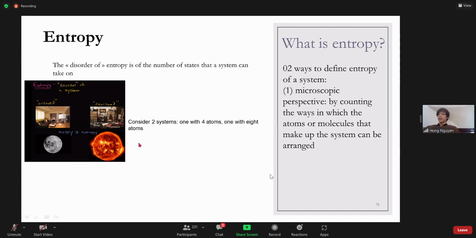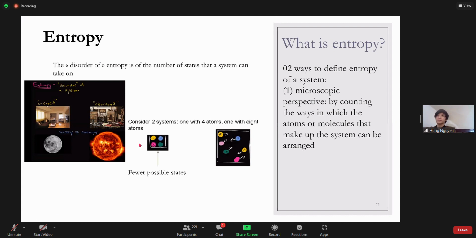Okay, I'm sorry, I'm back. Now we continue. We consider two systems, very easy ones. One system has only 4 atoms, and the other has 8 atoms. With 4 atoms, we have fewer possible states. Each possible arrangement of these atoms we call a state. A system of only 4 atoms will for sure have fewer possible states than a system having 8 atoms. Do you agree with me?